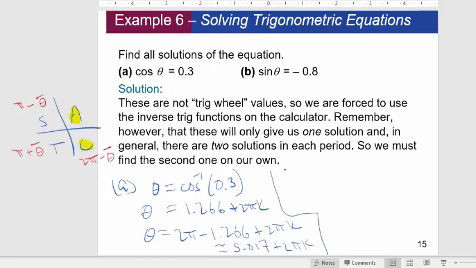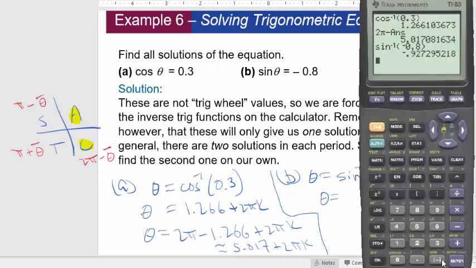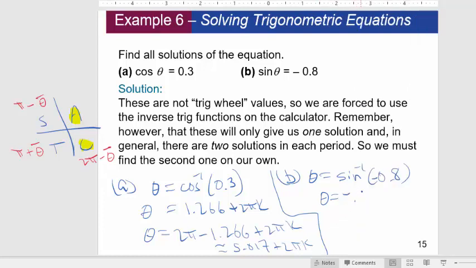Now B is a little bit more complicated, because in B you have a negative value of the sine. So we would start out the same way, right? We do the inverse sine of both sides, so we get theta equals inverse sine of negative 0.8. So this one is easy. It gives us negative 0.927. But again, we want the general solution, so we do plus 2 pi k because the period of sine is 2 pi. So that gives us the first one.